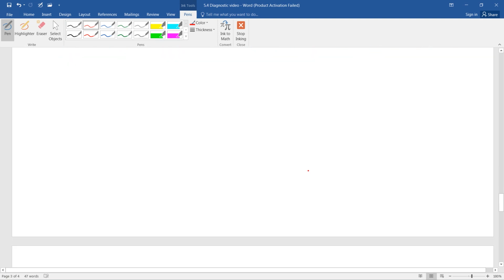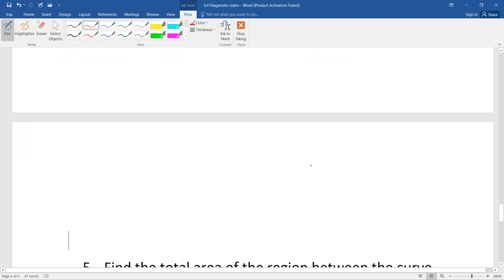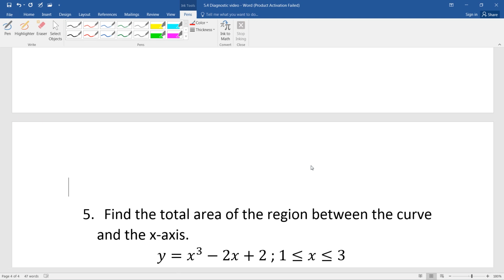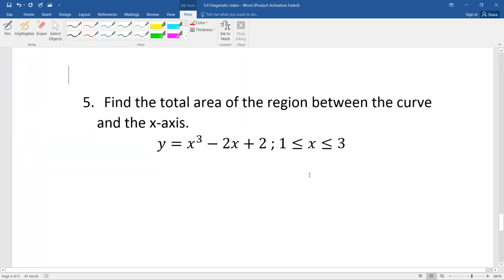One last problem, and it's just phrased in a different way. I don't see an integral here, but if I read the words, I'll see it's asking for an area. Find the total area of the region between the curve and the x-axis. That is a definite integral. We want to integrate this from 1 to 3.